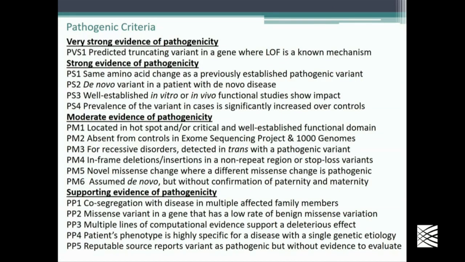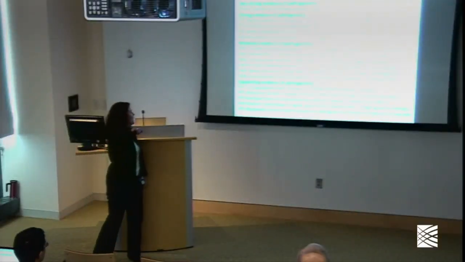In-frame deletions or insertions in a non-repeat region, or a stop-loss variant. Novel missense changes where a different missense change at that same site is pathogenic. Assumed de novo, but you haven't confirmed maternity and paternity. This unfortunately happens a fair bit. We find what appears to be a de novo variant and then find out dad is not actually dad. So that piece of evidence is critical.